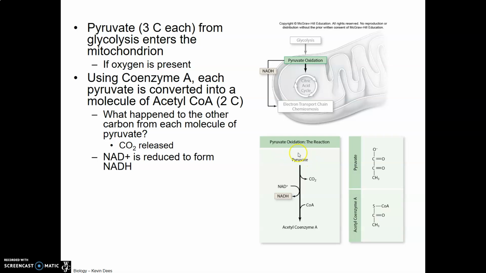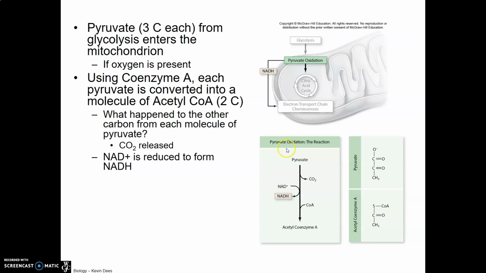So here comes our 3-carbon pyruvate. A carbon is pulled off to form carbon dioxide, and what remains after coenzyme A acts on this is an acetyl coenzyme A that has 2 carbons. In addition, this oxidation creates electrons which are going to reduce NAD to form another energy carrier or electron carrier in the form of NADH.